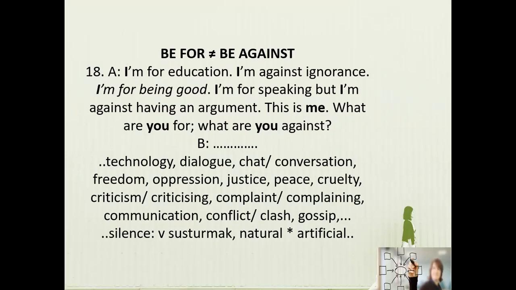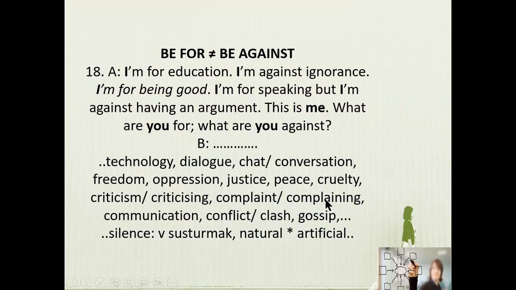Okay. What are you for? What are you against? I am for technology. I am against pollution, for example. Okay. I am for freedom. I am against oppression. I am for peace. I am against cruelty. I am against complaining, or complaint is the noun form.